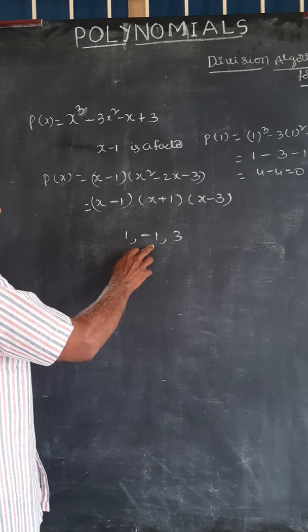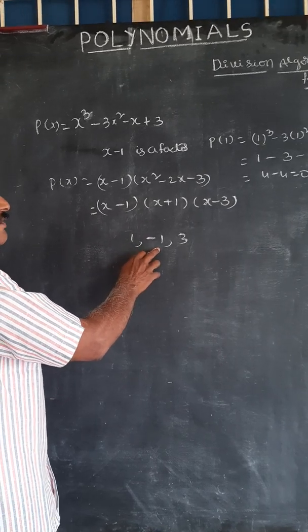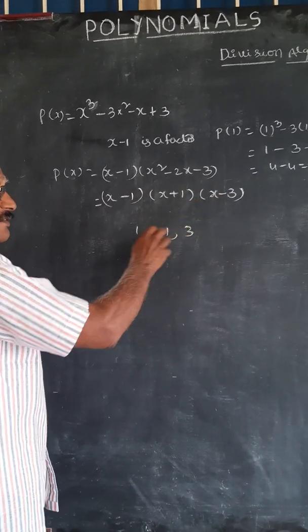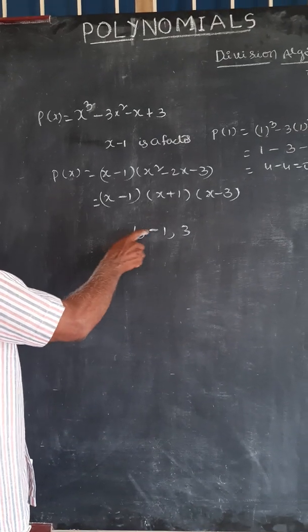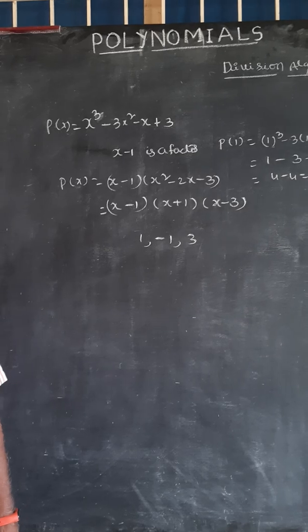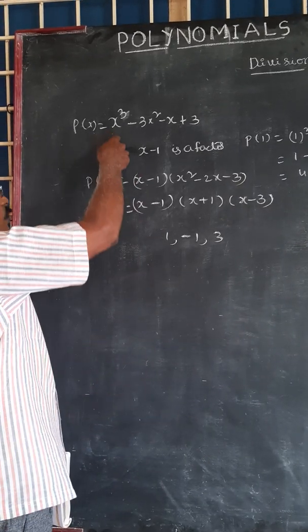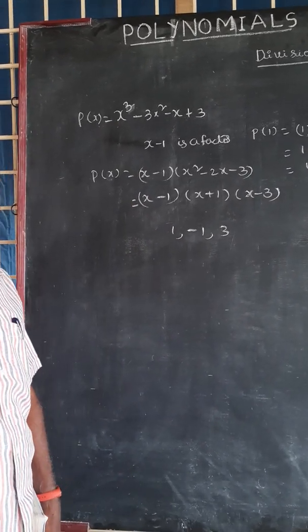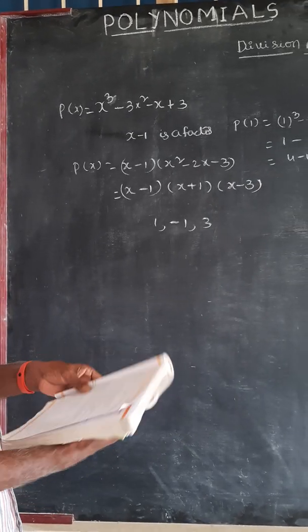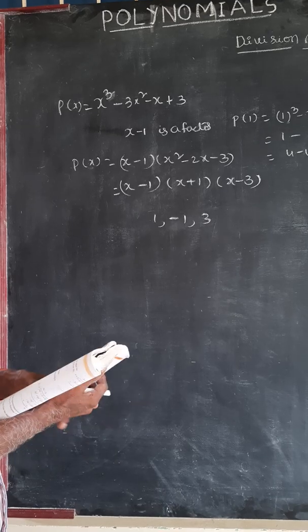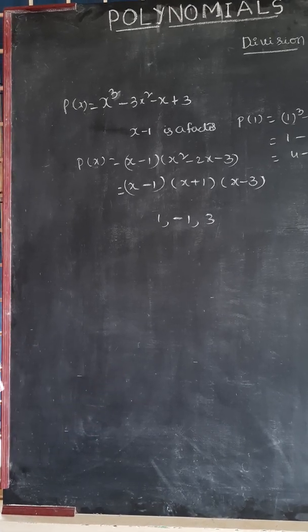Whenever x plus 1 is a factor, minus 1 is the zero of the polynomial. And x minus 3 is a factor, 3 is the zero of the polynomial. So 1, minus 1, 3 are the zeros of the polynomial. Since it is a cubic polynomial, it has at most 3 zeros. So we will go to the division algorithm, that is example number 8, page number 68.